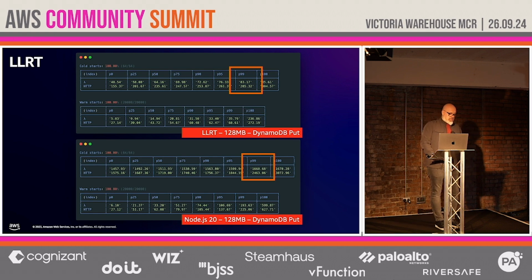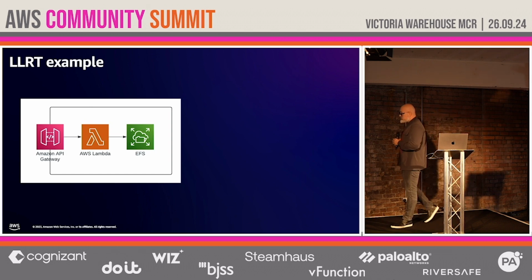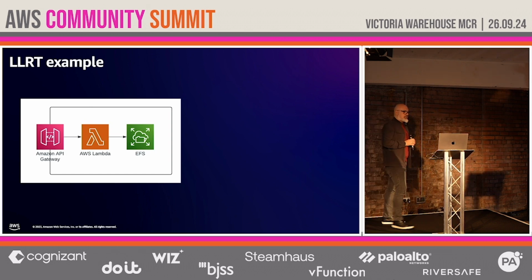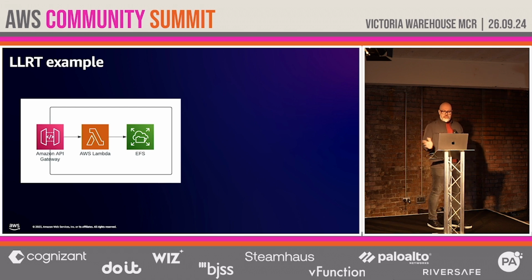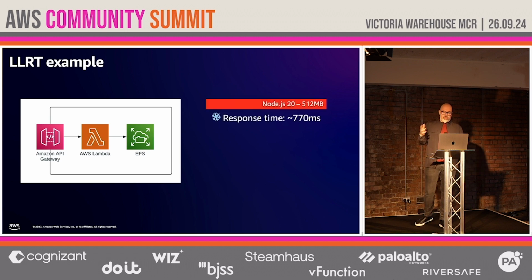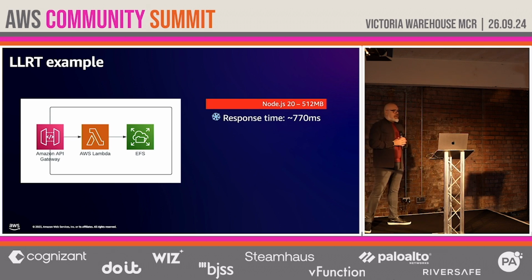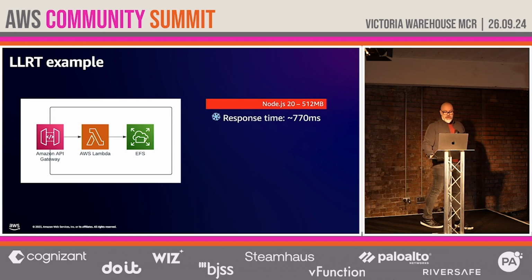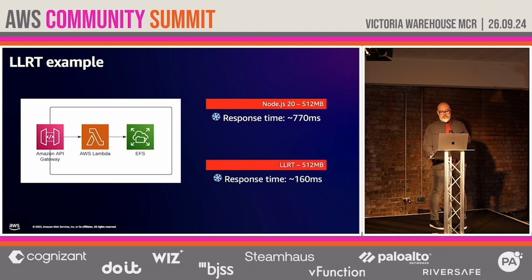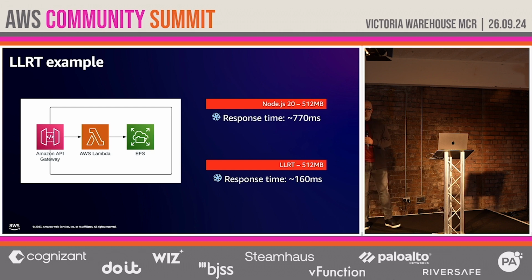So when it came out and it was stable enough for trying out, I tried it out. I'm working on one thing, and I'll show you in a second what it is. But first thing, I have API Gateway, my Lambda function, VPC attached, and EFS. So I tried to do what I was doing inside this example, Node.js 20 with 512 megabytes, and ended up with a cold start response time of 770 milliseconds. LLRT, 160. And I could even reduce the amount of memory.